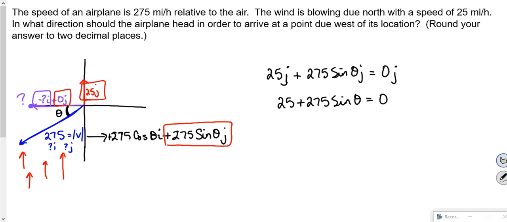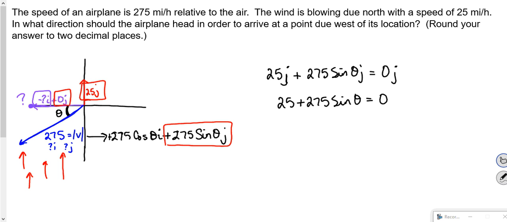I only need to find theta either using sine or cosine. I can't really use the horizontal position because it didn't tell me how far west it needed to end up. So the only point of reference I have is that all three things that I'm given have a J position. So that's the side I've got to use, the vertical. Whether the 275 sine theta is positive or negative, it really doesn't matter. You'll see here as we solve it.